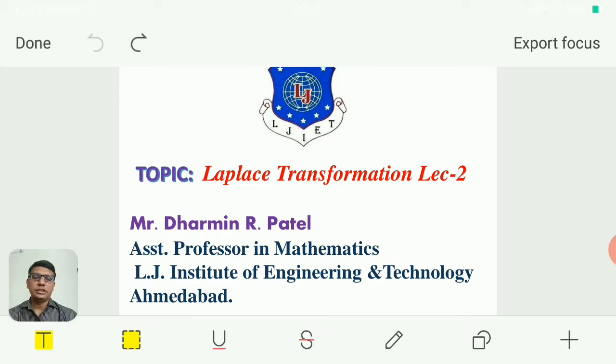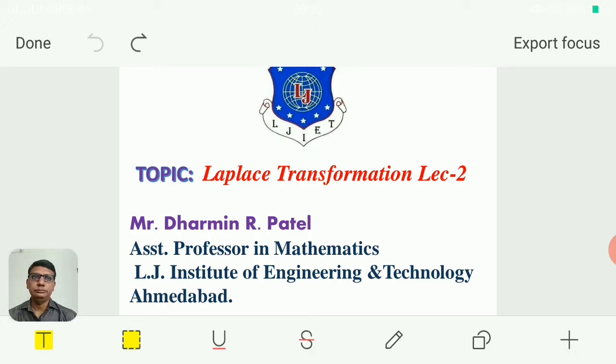We revise it. Laplace transformation is a transformation in which one function of t is converted into a function of s by the improper integral from 0 to infinity of e raised to minus st f(t) dt. After we apply the integration on f(t), we get some function of s.